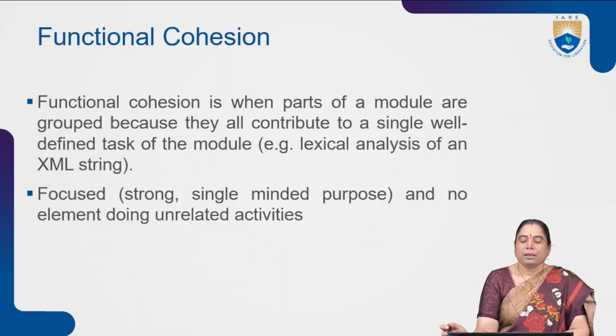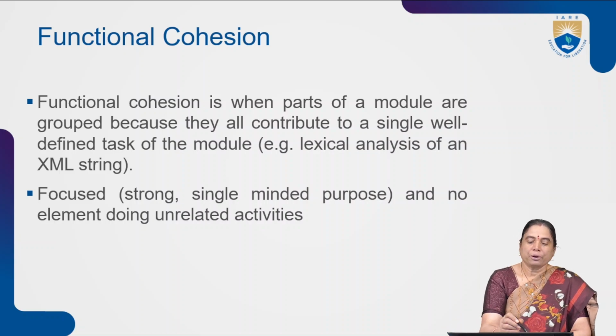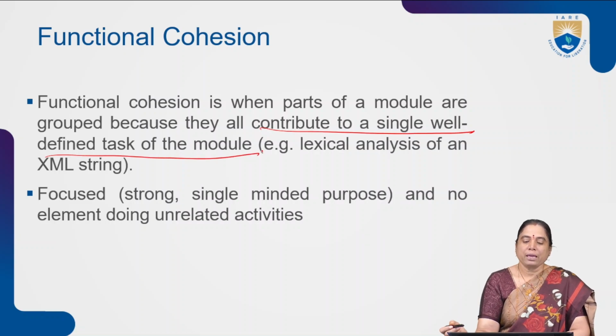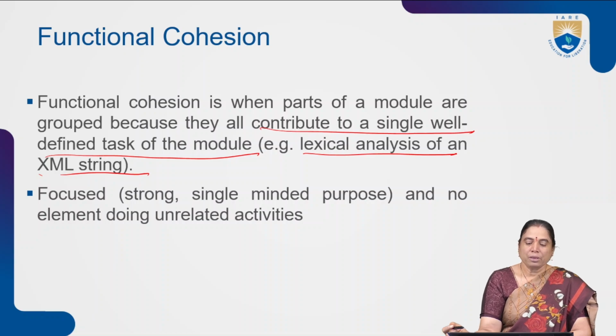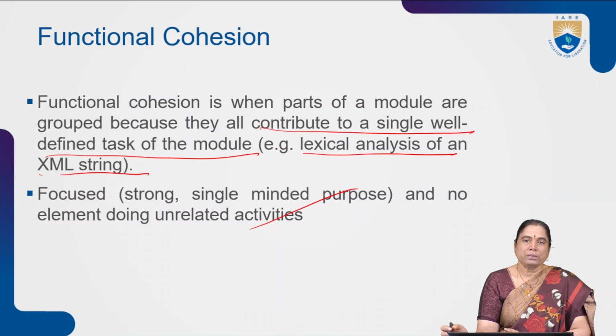Functional cohesion is when the parts of a module are grouped because all contribute to a single well-defined task of the module. So, if some computational capability or function is to be realized, then those modules can be grouped. An example is lexical analysis of an XML string. This cohesion is focused, with a strong, single-minded purpose, and no elements are doing unrelated activities. Only the defined functionality must be provided.